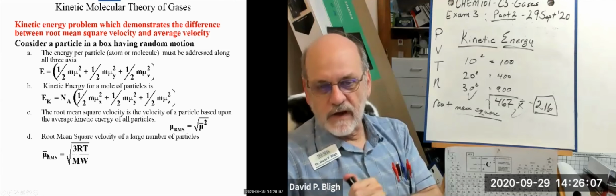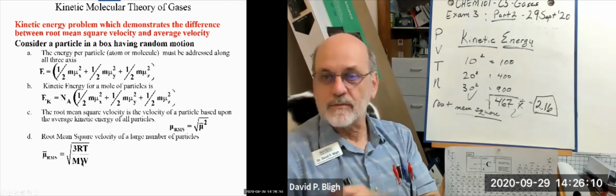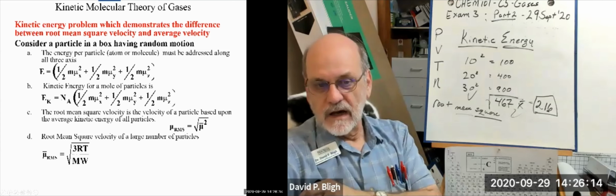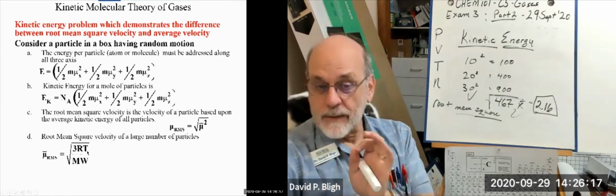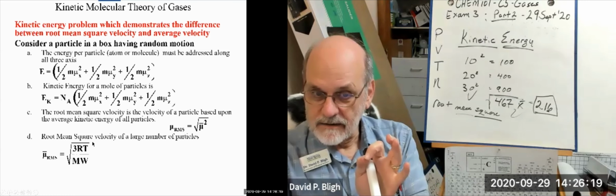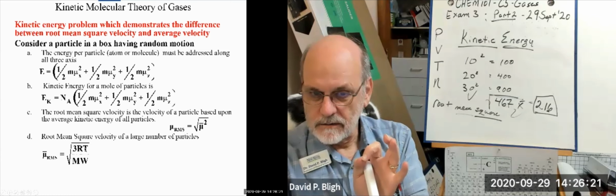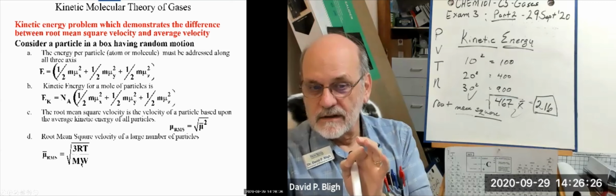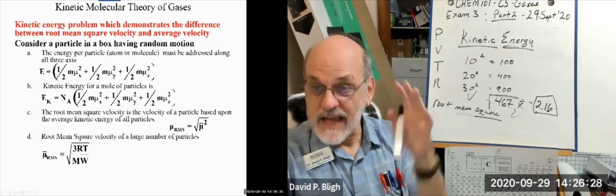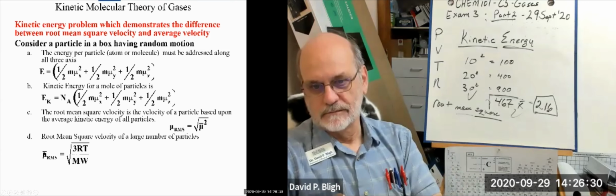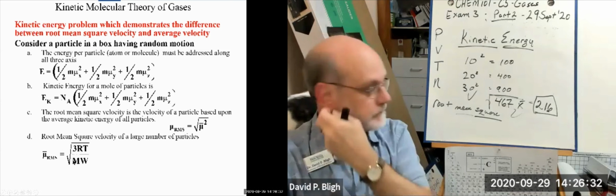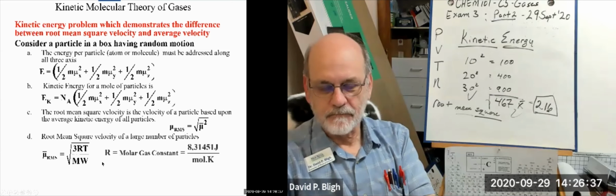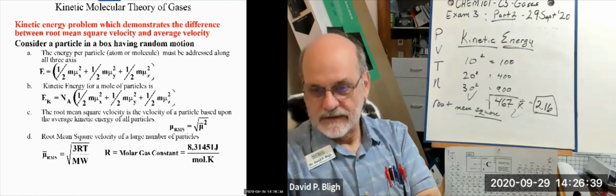And the root mean square velocity is equal to this, and MW is molecular weight. So as the molecular weight, if you hold temperature constant, then if you increase molecular weight, the root mean square velocity has to go down. They're inversely proportional. That's what that expression says. Oh, there's the R value. It is the one with joules.